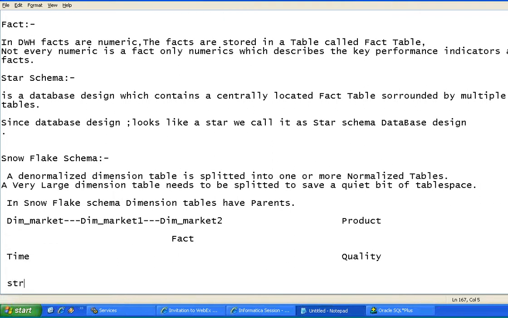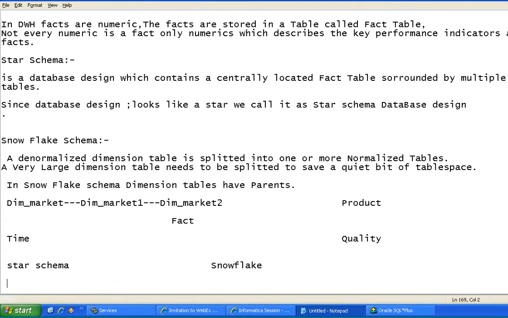Okay, if someone asks you what is the difference between star schema and snowflake schema, you can just give these differences. In star schema, the dimension tables are denormalized. In snowflake schema, the dimension tables are normalized.